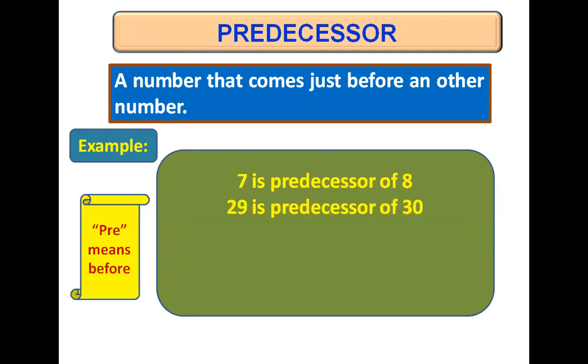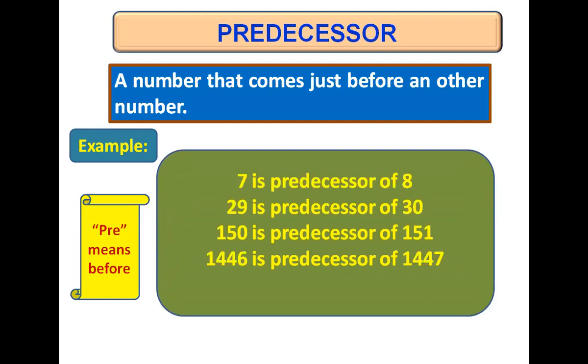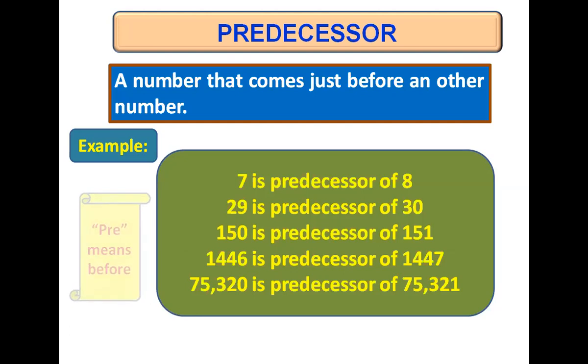29 is predecessor of 30, as 29 comes before 30. 150 is predecessor of 151, as 150 comes before 151. Similarly, 1446 is predecessor of 1447 because it comes before 1447. Last example, 75,320 is predecessor of 75,321 because the first number comes before the later. Once again, I want to tell you, pre means before. Keep this thing in your minds. Whenever you come across this word predecessor, you should know that it is the number that comes before.